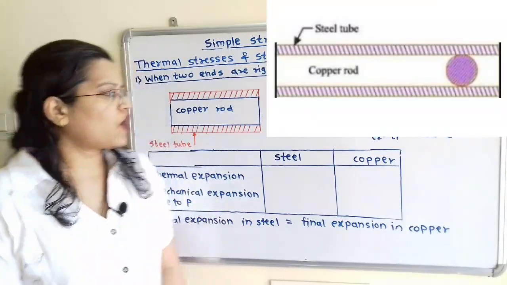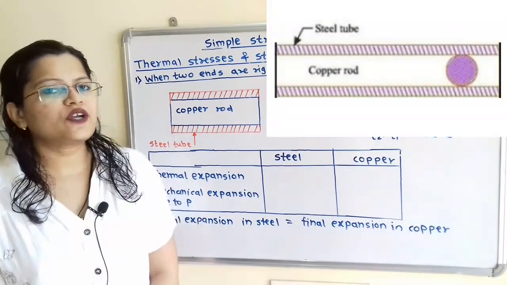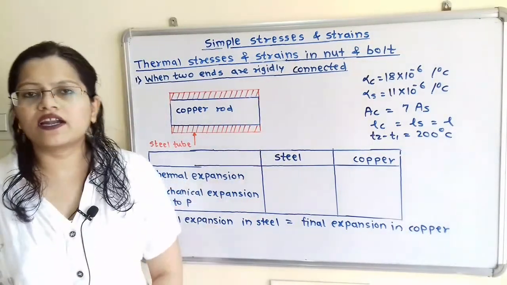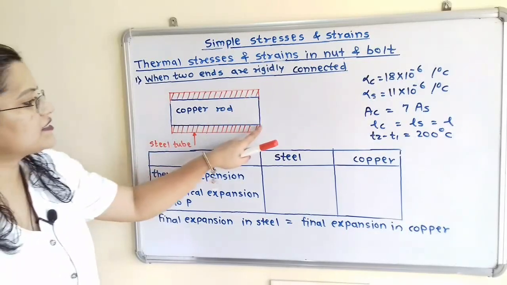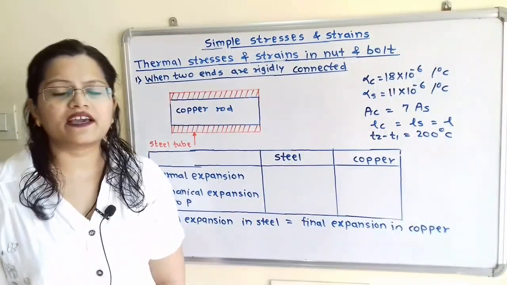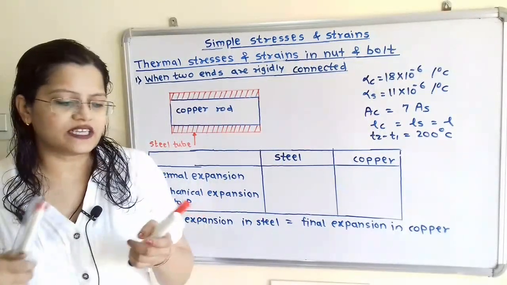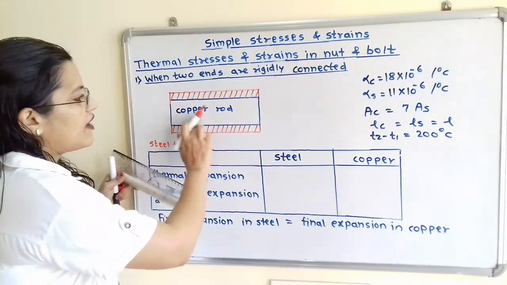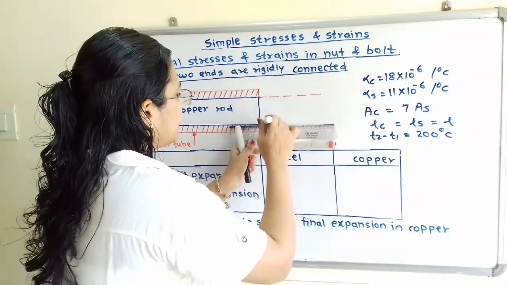First case, when the copper rod and steel tube are rigidly connected at their ends. If we observe the given data, then rise in temperature T2 minus T1 is given 200 degrees Celsius. As the temperature rises, that means this copper rod as well as steel tube is getting expanded. Now if we observe the values of coefficient of linear expansion alpha, then the alpha for copper is greater than alpha for the steel. So we will show here the change in length, or we can say increase in length. As the value of alpha is greater for copper, I will show increase in length for copper is greater than the steel.